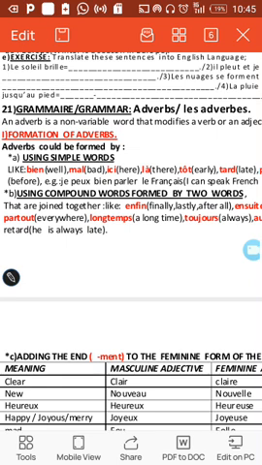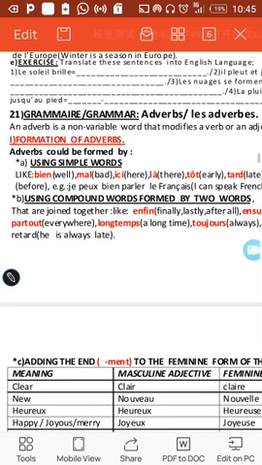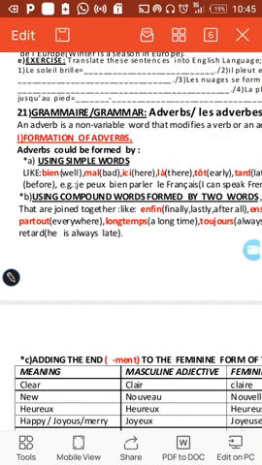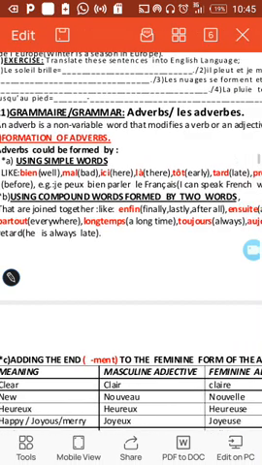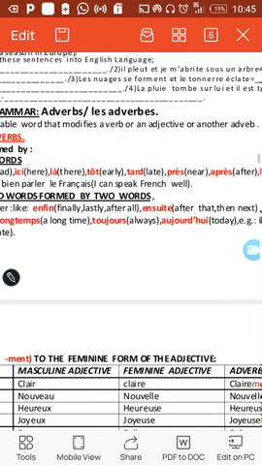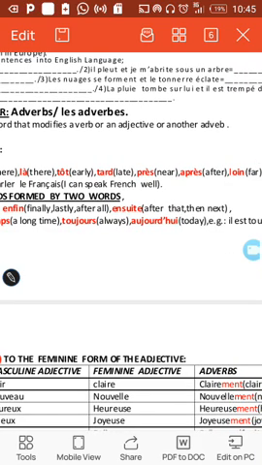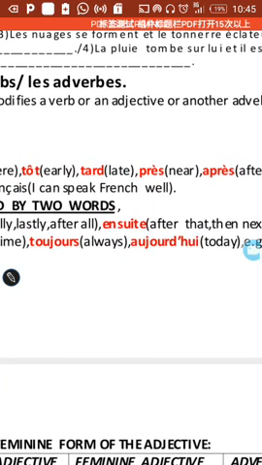Today we are going to learn deeply about adverbs, how to form an adverb. Adverb is a very important word in French. As we are going on, you follow what we learned about adverbs before, but this one is a deeper way to form an adverb. An adverb is an invariable word that modifies a verb or an adjective or another adverb.